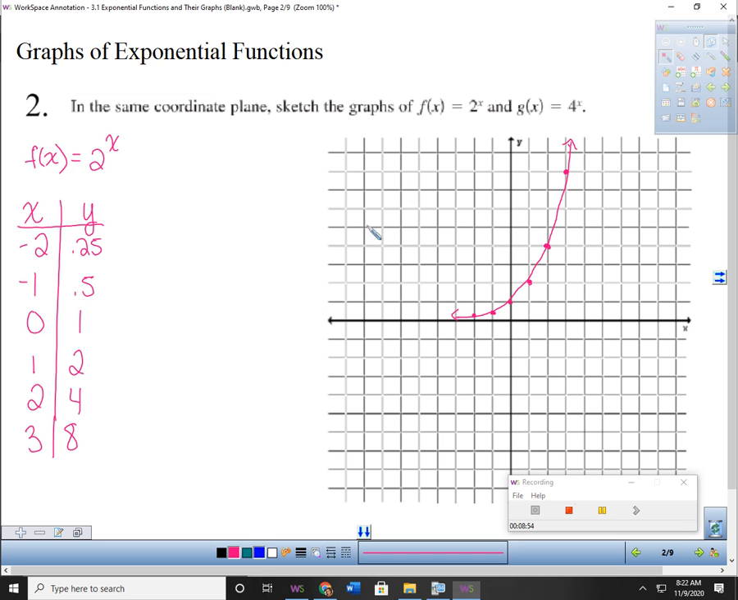All right, let's do the other equation. So we have g of x, I'm going to use my other color, equals 4 to the x. And again, we're going to make a table of values, but we're going to use our calculator to help us with that.